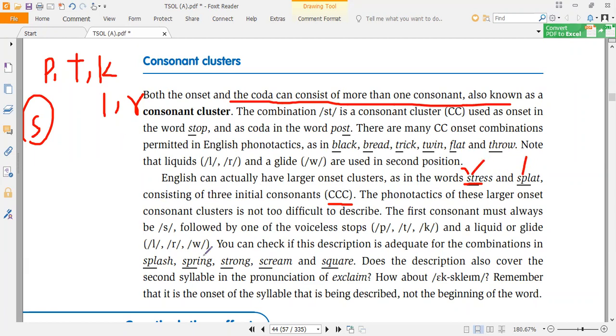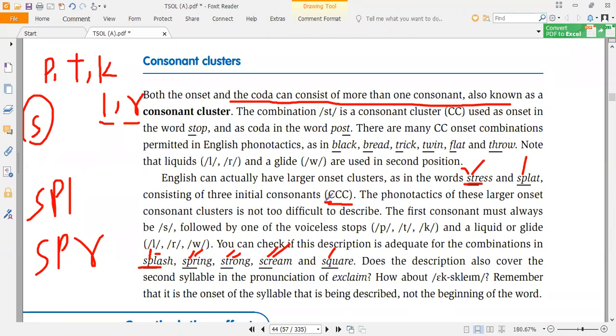As you can see here, after the s sound we have p. Here we have t and we have k, right? And then after the k or p or t, we have l or r. Here we have l, here we have r, here we have r again, and here as well. If you look at splash, the s sound is there, then p, then l, and then ash, splash. If you look at spring, s is there, p, and then r, right?